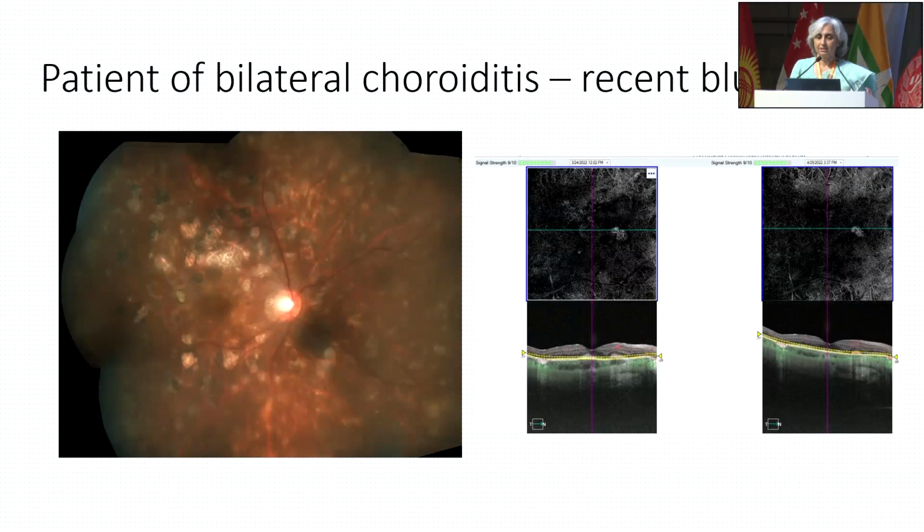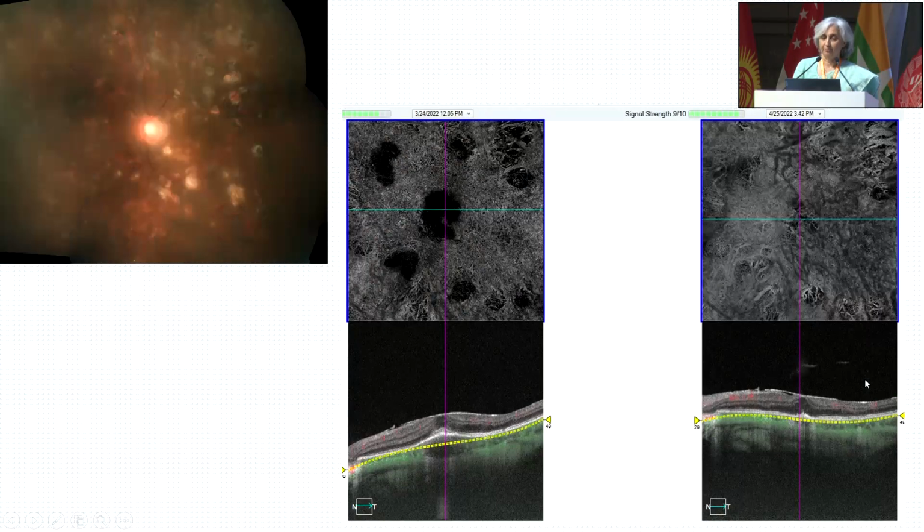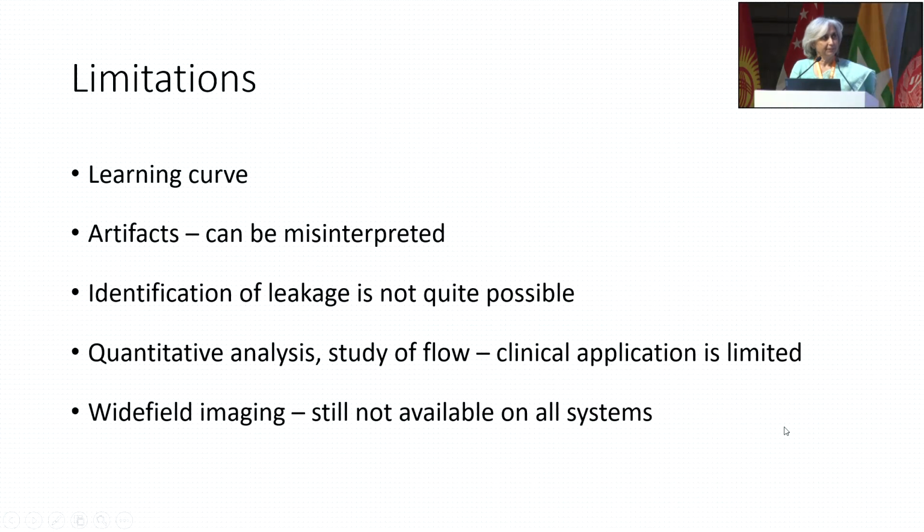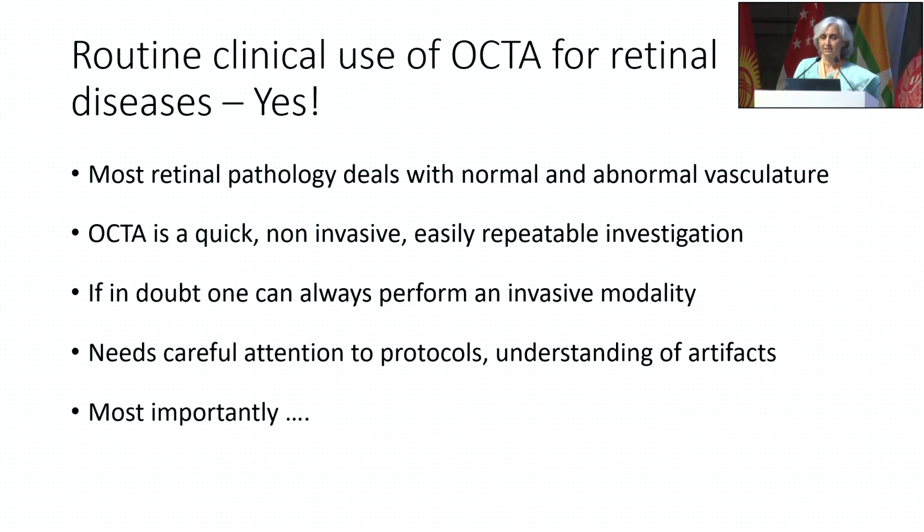Bilateral choroiditis, very difficult to find anything, but look at the OCTA. It picks up this small neovascular network, shrinks with treatment, also choroidal thickening, which is managed with medical management. This is choriocapillaris flow signal defects due to a granuloma, again, which improves with treatment. The limitations: the learning curve, artifacts can be misinterpreted. We still don't have wide field imaging on all systems.